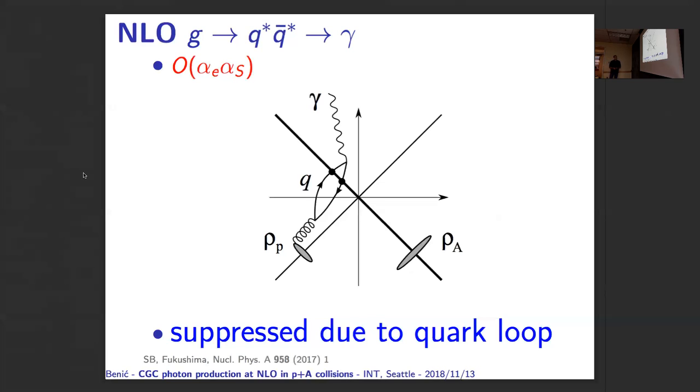So anyway, it's really a beautiful diagram, but I think phenomenologically, at least I couldn't find any good application. So I don't consider it as well.